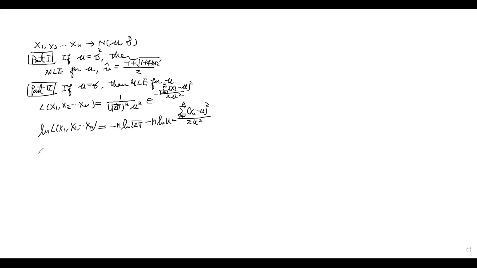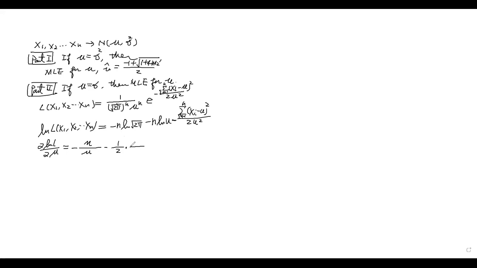Now, in order to find the MLE, I need to take the derivative, right? So it's ln of this likelihood function, and take the derivative with respect to mu. The first term, n natural log square root of 2 pi, is a constant, so it's 0. For n natural log mu, the derivative will be n over mu, and then this is negative 1/2 here, then the mu square, then I need to use what?